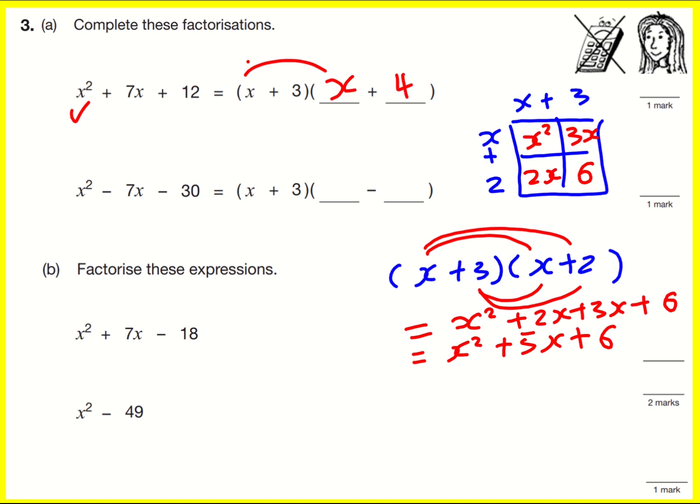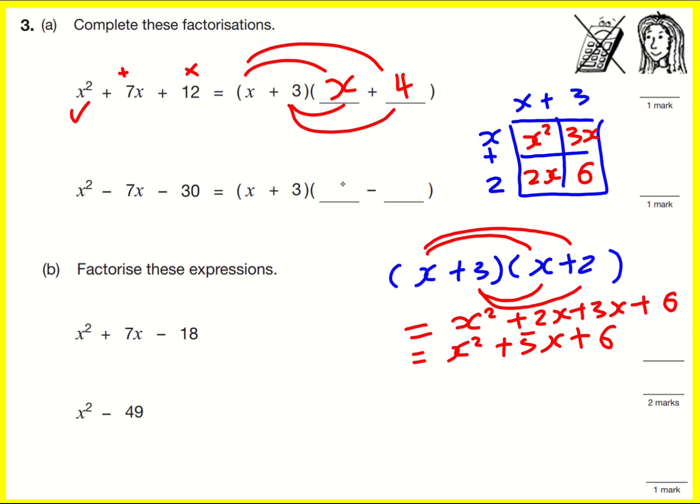Because then I'll get my x times 4, my 3 times x, that's 7x, and I'll get my 3 times 4 as well. In fact, these two numbers add to give 7 and they multiply to give 12. That's the thing to remember, really. That's going to help us later on. We could have had 4 plus x, by the way, but like I said, it's convention to write the x first.